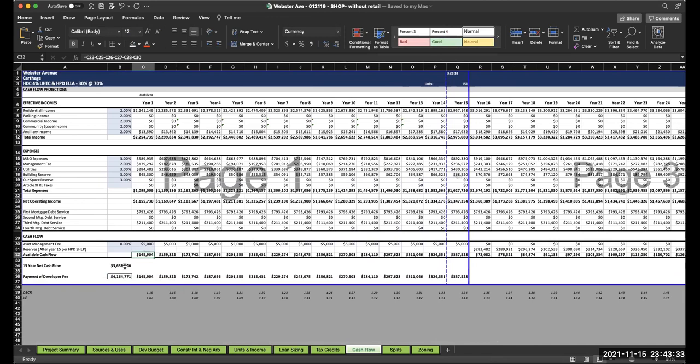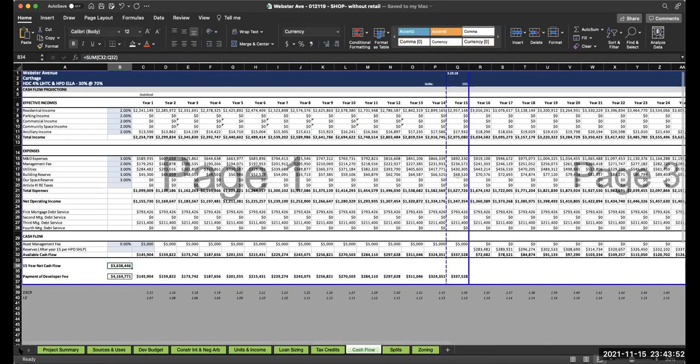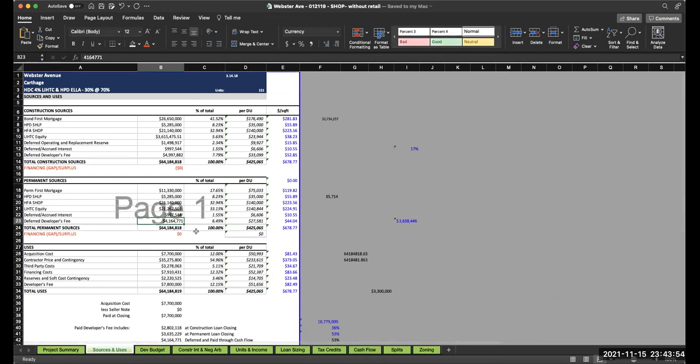So over 15 years, there's a total net cash flow of 3.6. So I should adjust this. This should be a max of no more than that 3.6. You can't defer more than your 15 years of cash flow. I'll make that edit now. So let's say I came here, like the 0, we have a new gap. Just so you can see how this works.